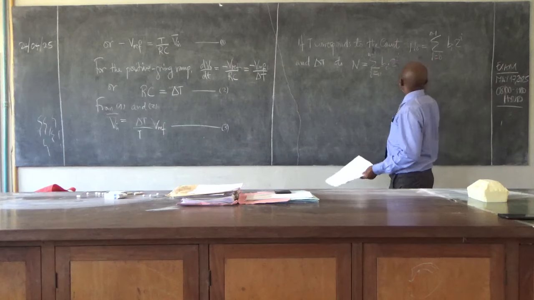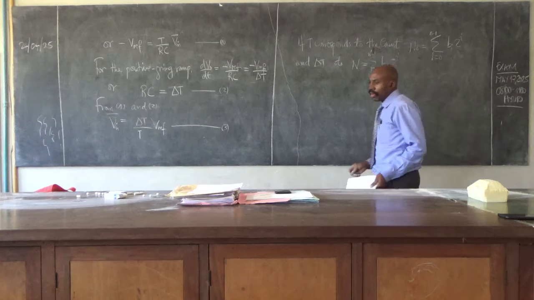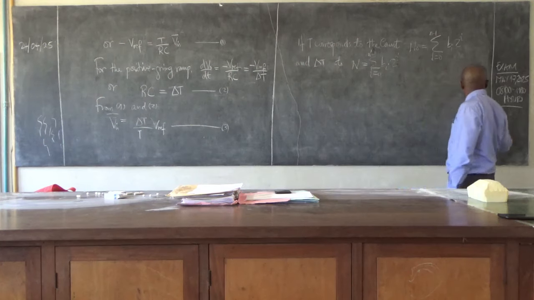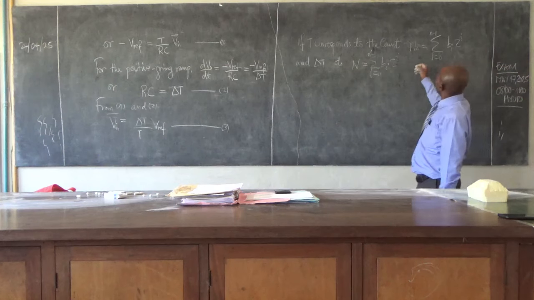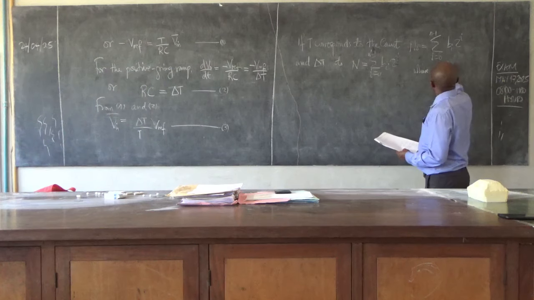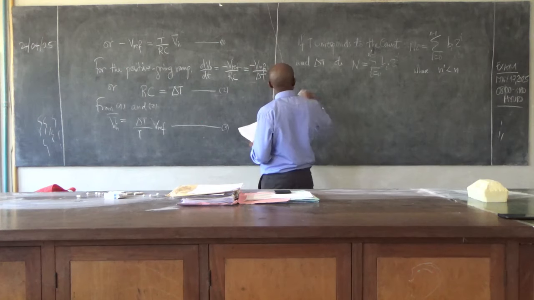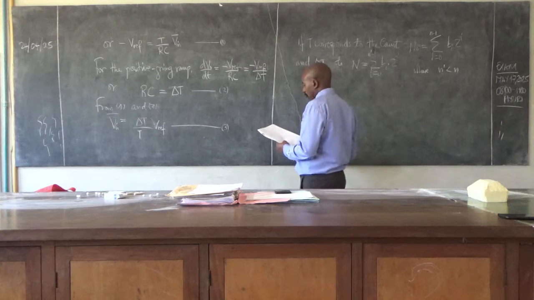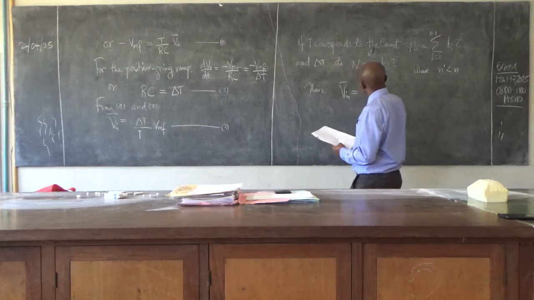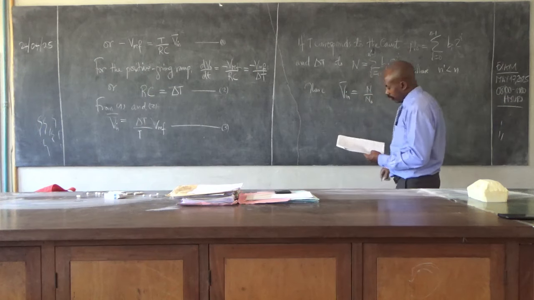If I do this, it looks the same. So if we just put a prime here, whereby n prime is less than n, then we shall have that the average V in will be equal to n prime over n naught V ref.